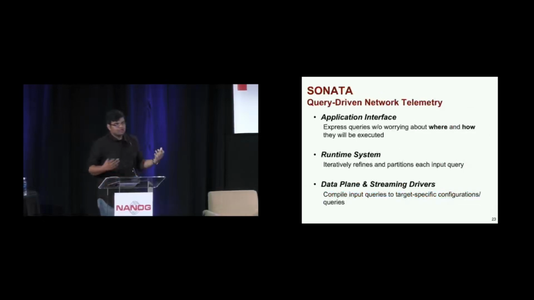Talking about the implementation or the architecture, Sonata has 3 key components. One is the application interface, where the network operators express the queries without worrying about where and how those queries are going to get executed. Then there is the runtime system, the brain of this system, which takes some training data and input from the operators, enumerates different query plans, and then applies Dijkstra's algorithm on the query plan graph to figure out the best query plan for this query.